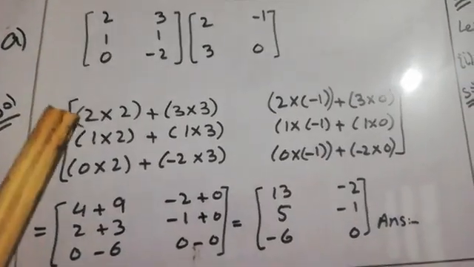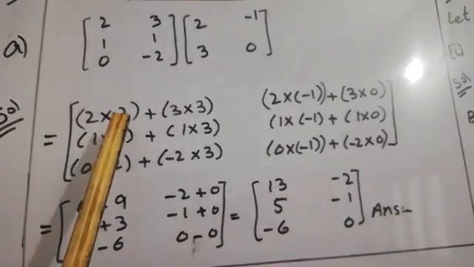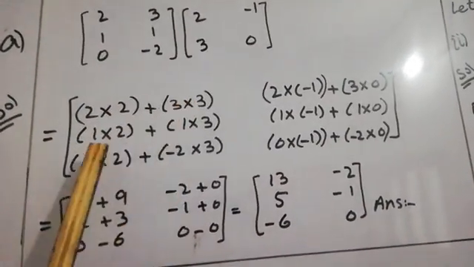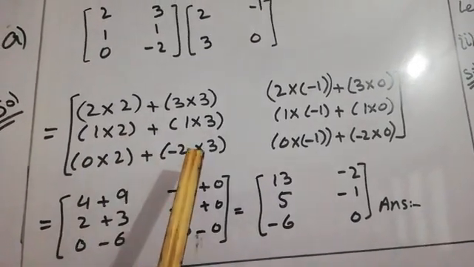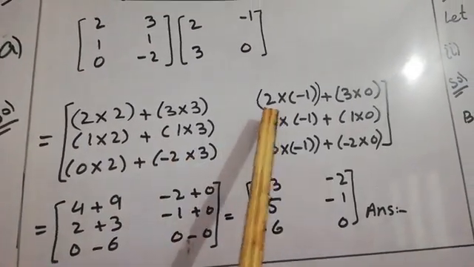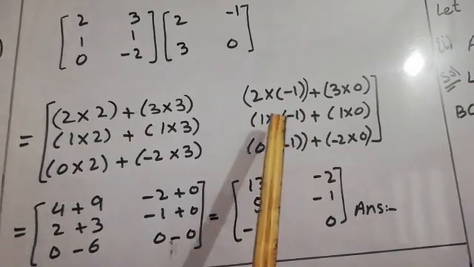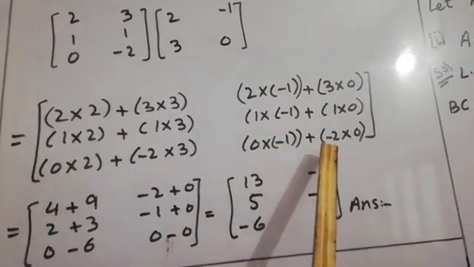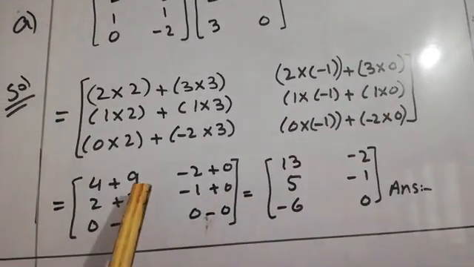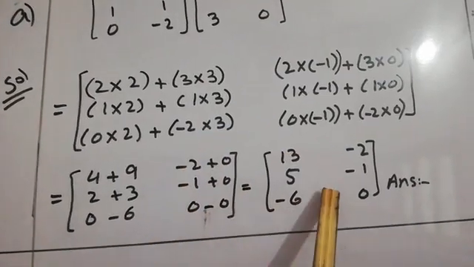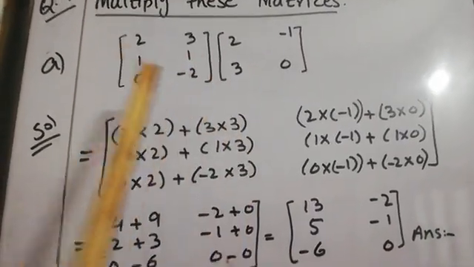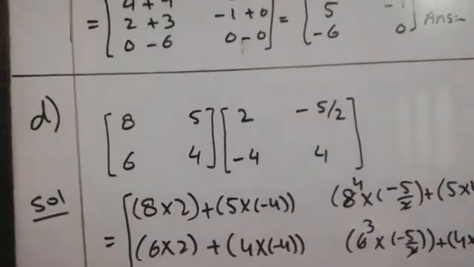Now, my dear students, we can add: 2 twos are 4, 4 plus 9; 2 plus 6; 0 minus 6; minus 2 plus 0; minus 1 plus 0; 0 minus 0. So we will add and write the product of these matrices. Part number D.